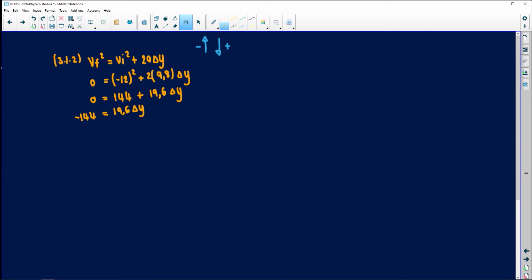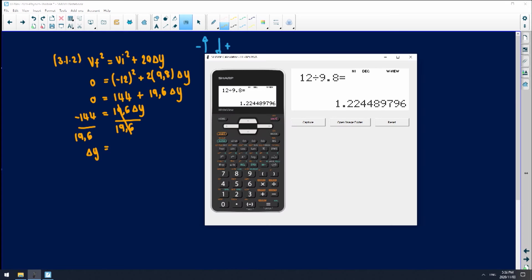I want my delta y by itself. I divide both sides by the number that is bothering my delta y, which is 19.6. 19.6 divided by 19.6 will be 1, and 1 times delta y remains delta y. Do that one. So I'm going to have negative 144 divided by 19.6.